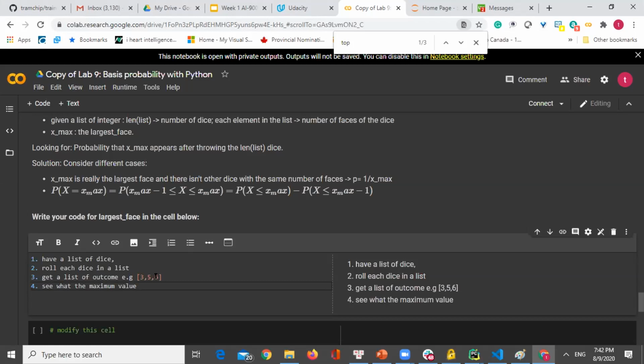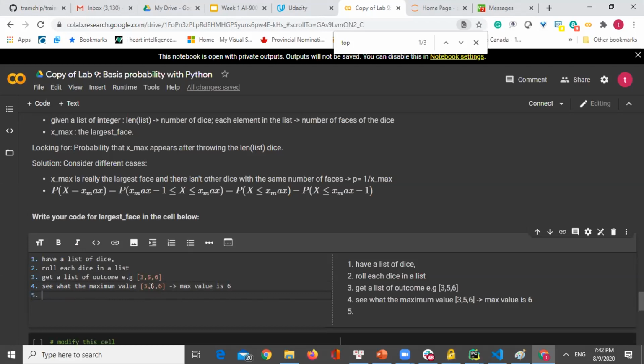In my example, the maximum value would be 6, right? Yes, in the list of outcome. Okay. And if my max value is 6, then what else do I do? Now they are asking you to compute.